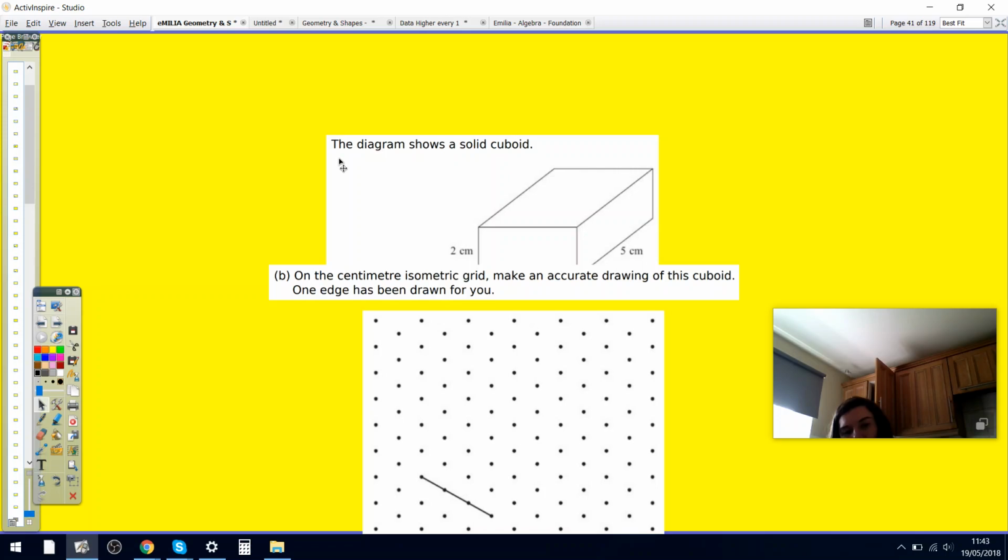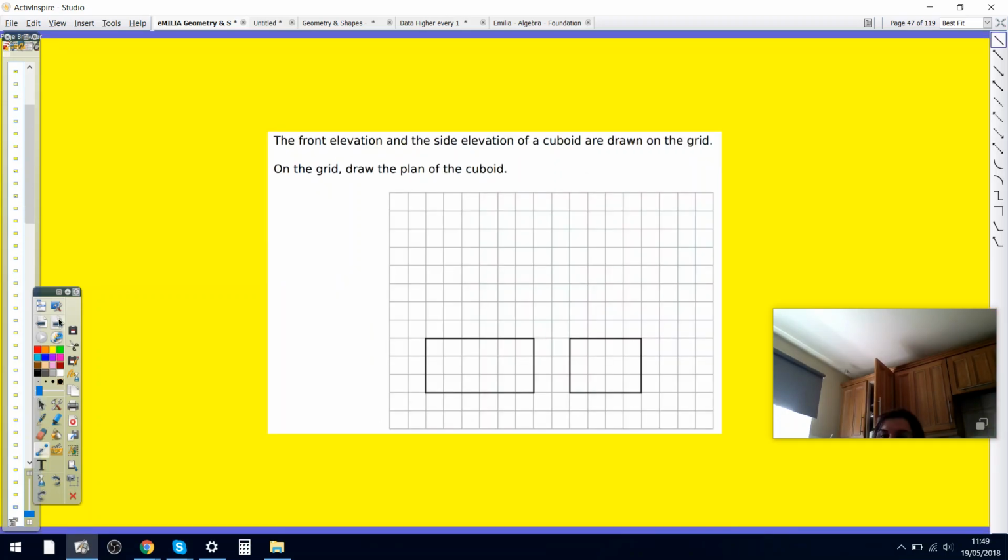Any idea? So that's the front, and then that's the side. So then there would be 2 sides like that. Do you have to put it out flat? So you'll have to draw it flat, yeah.